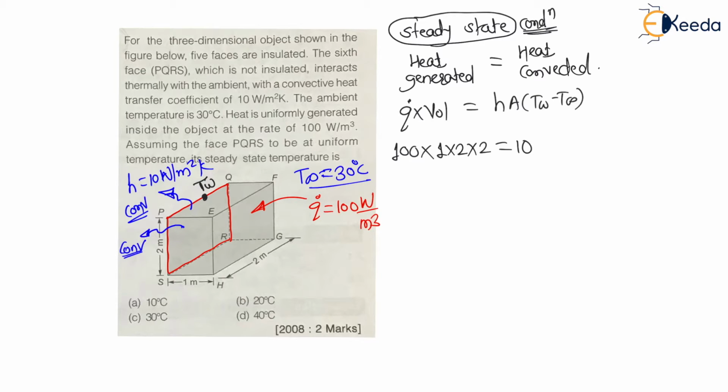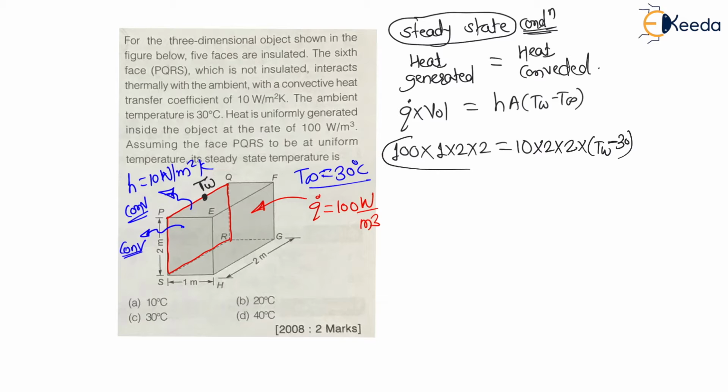Only the area of PQRS we have to consider, because heat is convected from PQRS only, right? Therefore the area of PQRS is 2 into 2. Here this length is 2, height is 2, therefore 2 into 2, into T wall minus T infinity, which is given as 30 degrees Celsius, right?